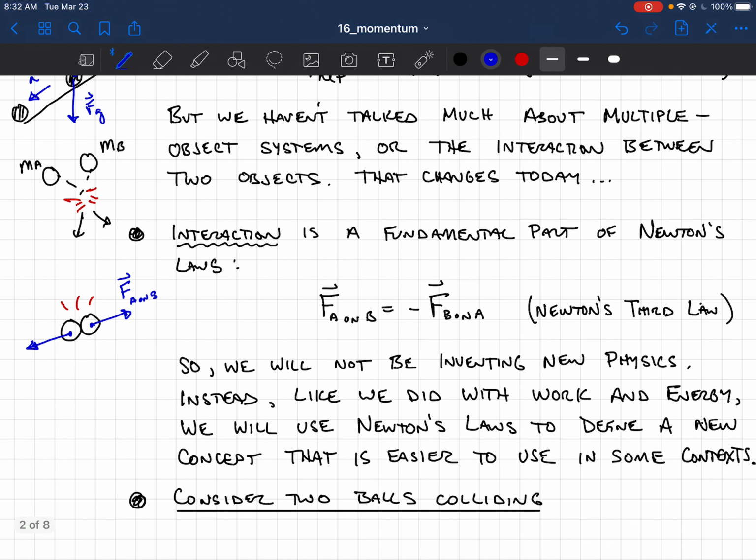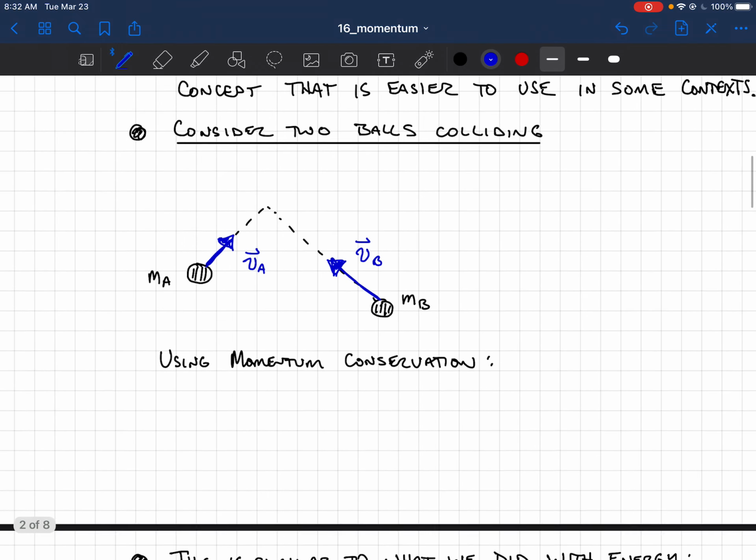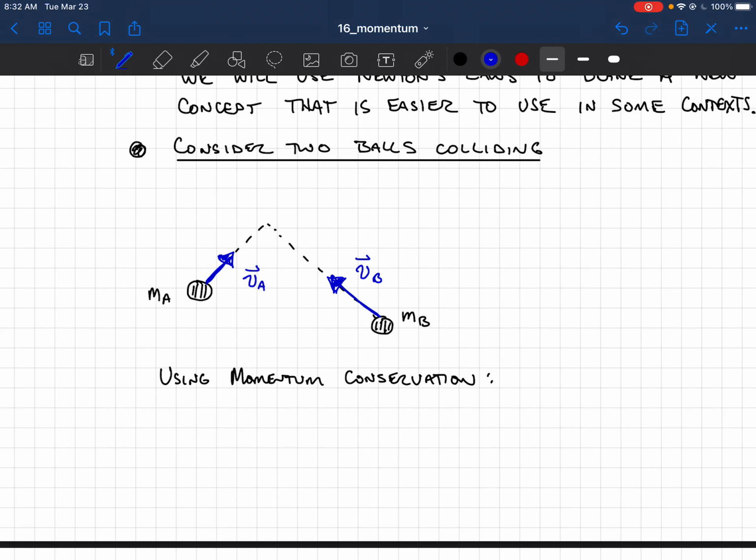Just like we did with energy, we're going to define something that allows us to deal with the interaction of particles and to do some problems that are easier to solve than if we just use the bare Newton's second law, Newton's third law. So how does this work? Well, if we think about these 2 particles colliding, then maybe one has a speed that's greater than the other, so VB is greater than VA. At the moment that they collide, you're going to get forces, these Newton's third law pair forces, which should be equal.